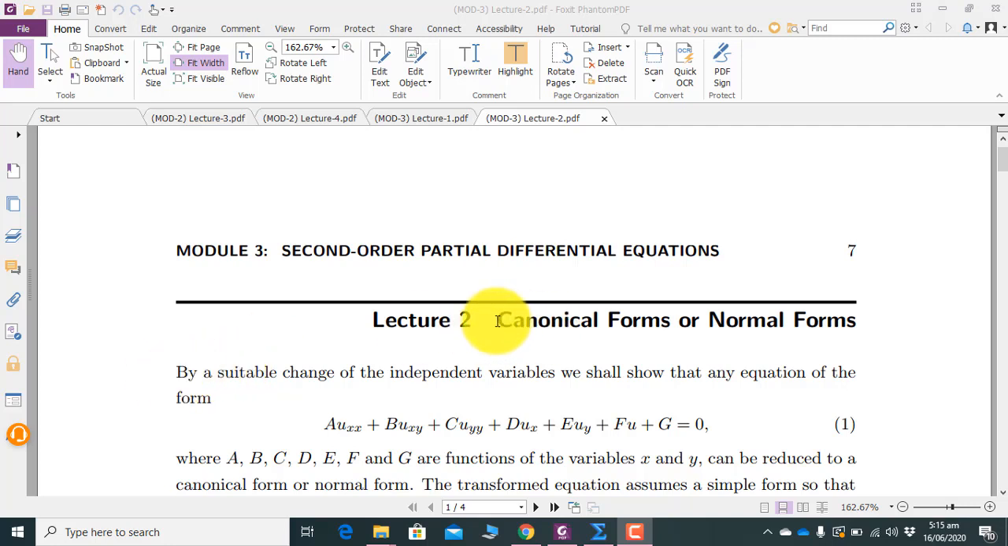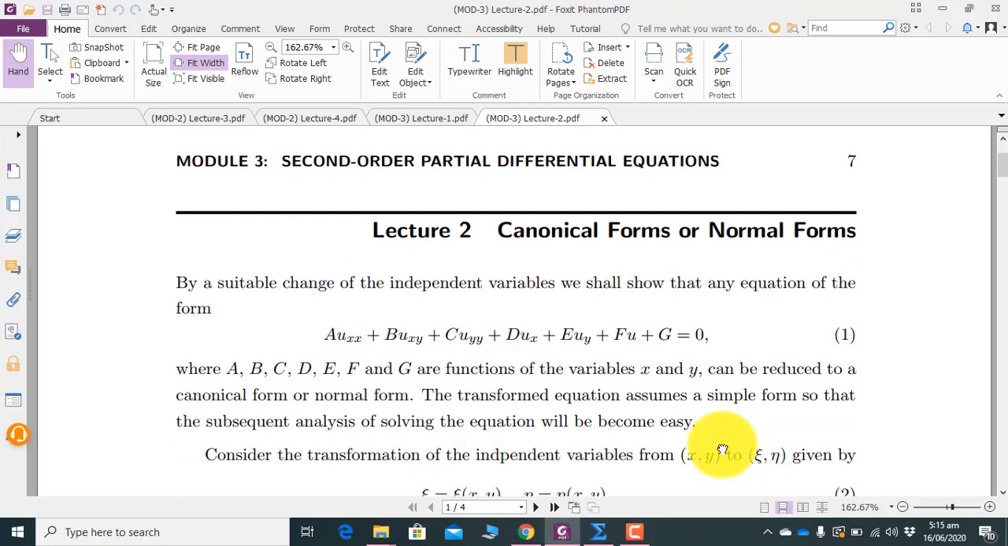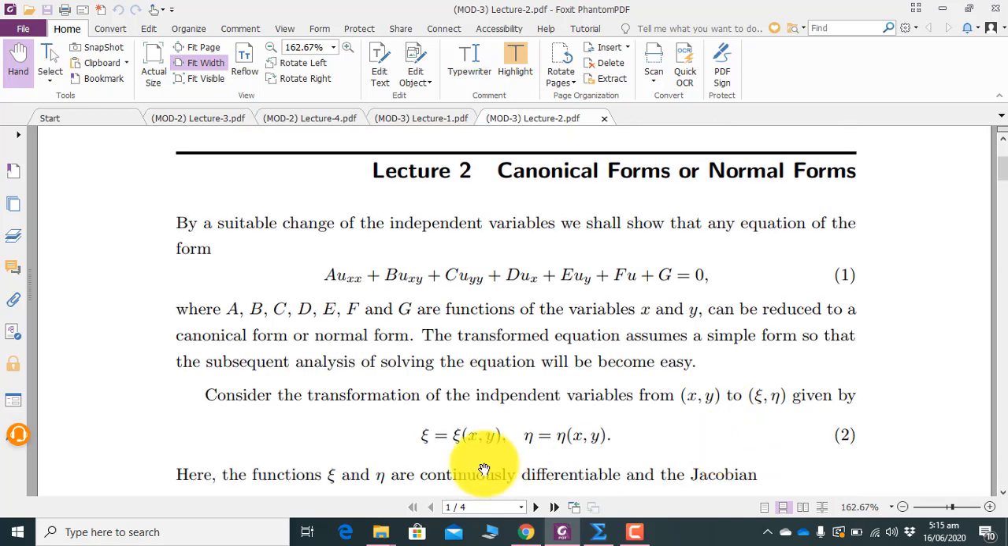Today we will start the lecture regarding canonical forms or normal forms for linear second order partial differential equations. So I welcome you all in the lecture series of partial differential equations, and today we are going to formally start the methodologies which are required to solve second order partial differential equations. Canonical form is not a method, actually it reduces our partial differential equation into some more suitable or convenient form so that we can easily solve our partial differential equation.